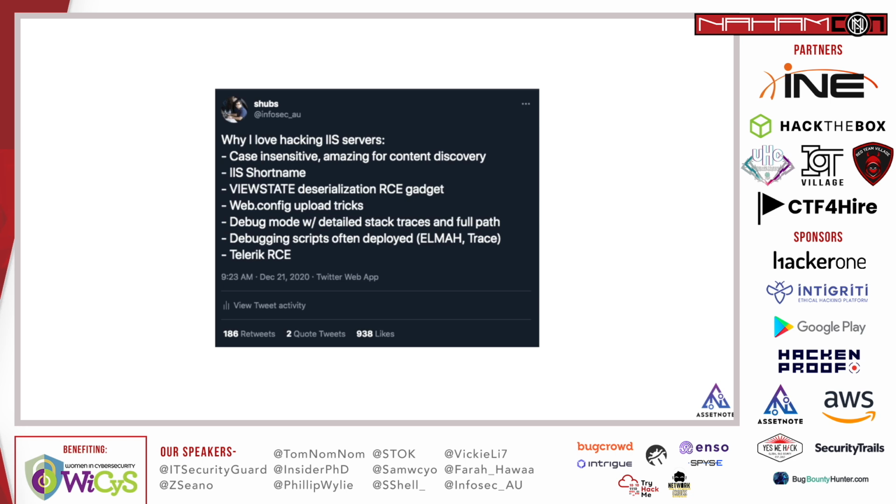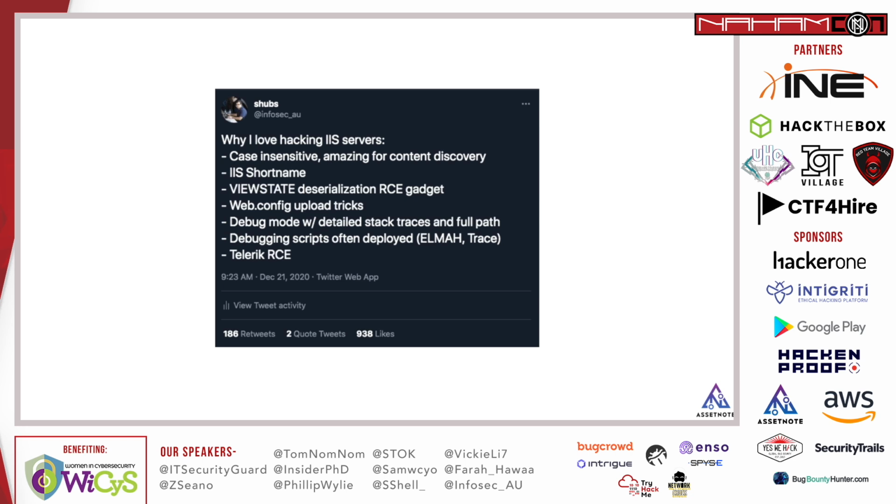There's something called the Viewstate Deserialization RCE gadget, which lets you achieve RCE by providing a malicious view state that's been signed with the machine key. And there's also the web.config upload tricks, which usually let you get a shell in tricky situations. On top of that, you've got debug mode, sometimes enabled on .NET applications, which give you detailed stack traces and full paths, which are especially useful for uploading shells.